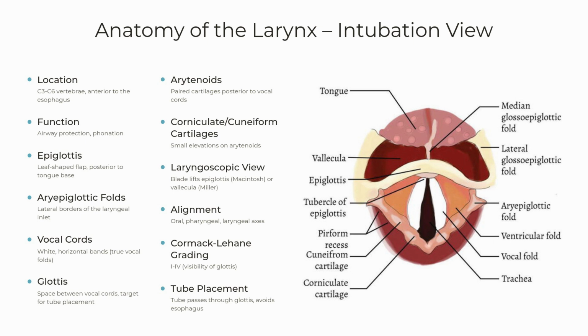Depending on the blade, Macintosh curves into the vallecula to lift the epiglottis indirectly, while Miller lifts it directly. You'll align the oral, pharyngeal, and laryngeal axes to get a clear shot at the glottis. Practice makes this smoother, but anatomy varies slightly patient to patient. Airway anatomy will be revisited again in another presentation.